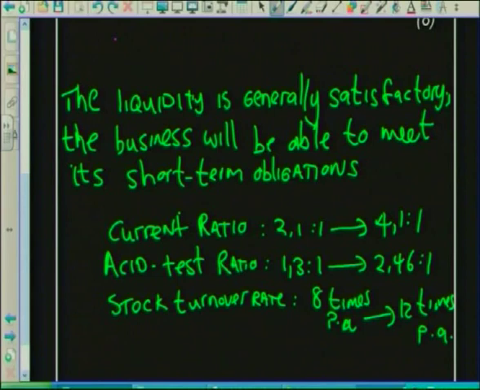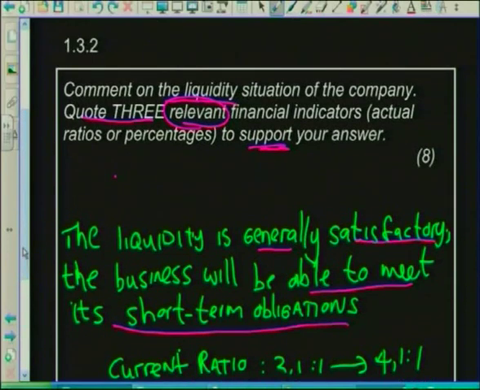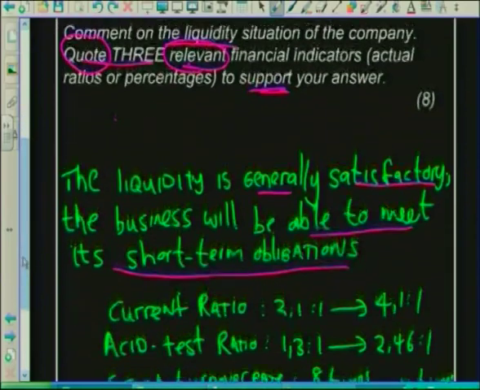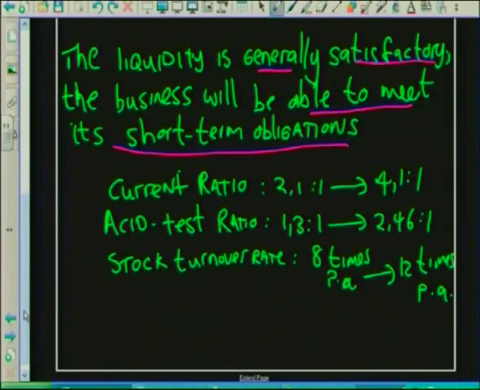Okay, right, let's now go back to your answer sheet and look at how we're going to comment on liquidity. From the information that we've just examined, the liquidity is generally satisfactory. In other words, the business will be able to meet its short-term obligations. Then the question asks us to quote 3 relevant financial indicators, 3 relevant liquidity ratios. Remember, you had 5, so you can quote any 3 from the 5.